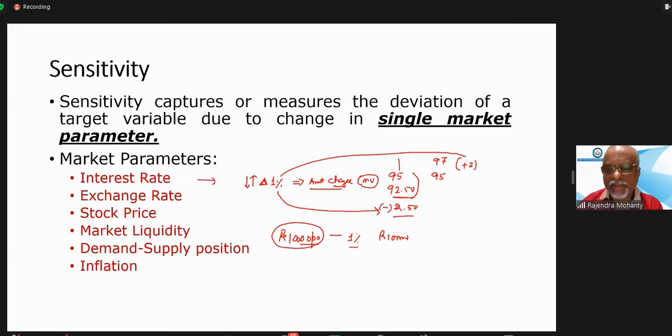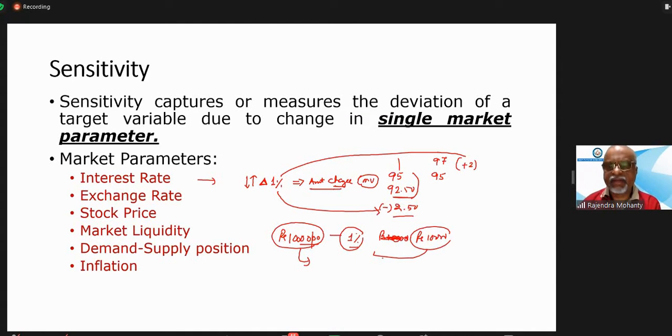No, it will be 10,000. Sorry, 1% is 10,000, so the impact will be 10,000. So we can say that for a portfolio of 10 lakh, the sensitivity is 10,000. It measures the change due to 1%. So the interest rate sensitivity of this portfolio of 10 lakh is 10,000. That means the sensitivity is measured on a unit of 1% only. Clear?